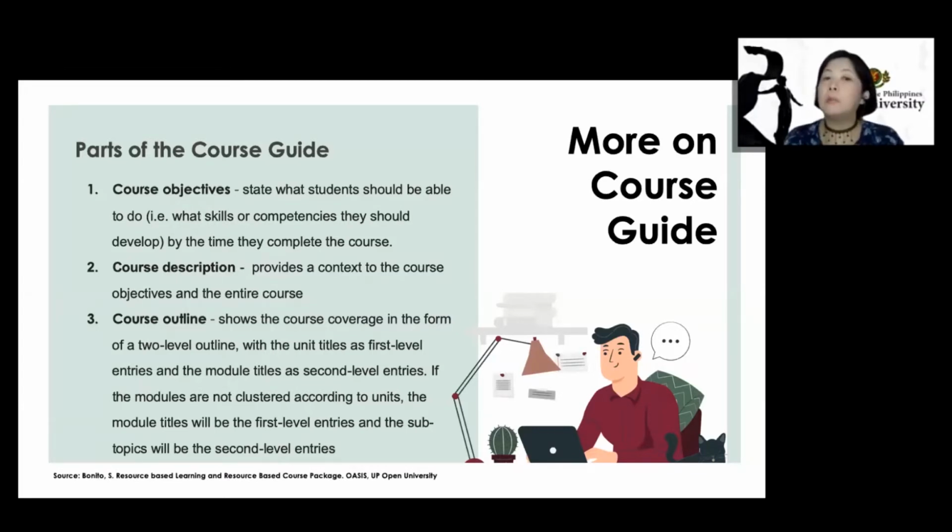So we have three parts so far. The first one is the course objectives, the course description, and the course outline. Of course, all of these parts should actually be parallel to the CHED CMO for the respective programs. This is not something new because I know that all these are actually part of your course syllabus. So what you will do now is just copy it from your course syllabus to your course guide.